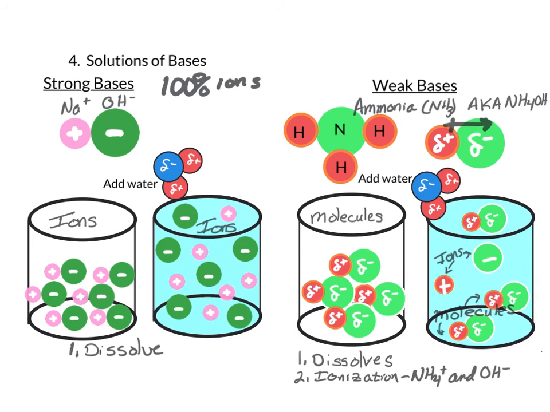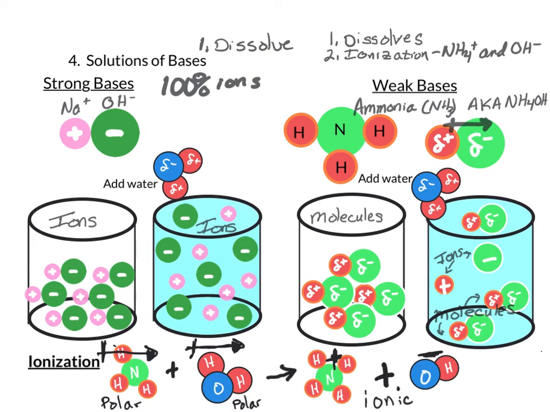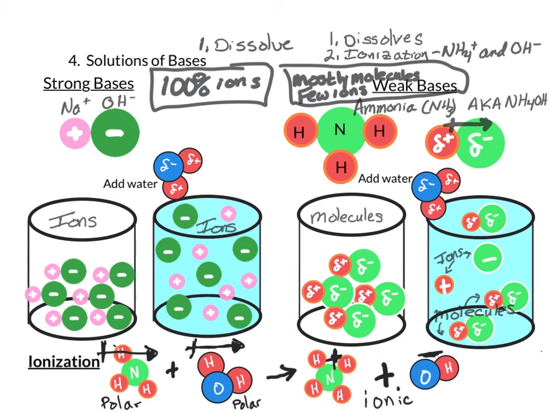Now how much does this weak base ionize? Again, it's going to be less than 50% of it ionizes. That's why we call it a weak base. That means that in this container, we have mostly molecules with just a few ions. As we saw with the weak acids, we will always have mostly molecules with a few ions. You don't need to know the number. Sometimes it'll be 20% ions, sometimes 30% ions, sometimes 5% ions. It doesn't matter what the number is. We just know that it is mostly molecules and a few ions.